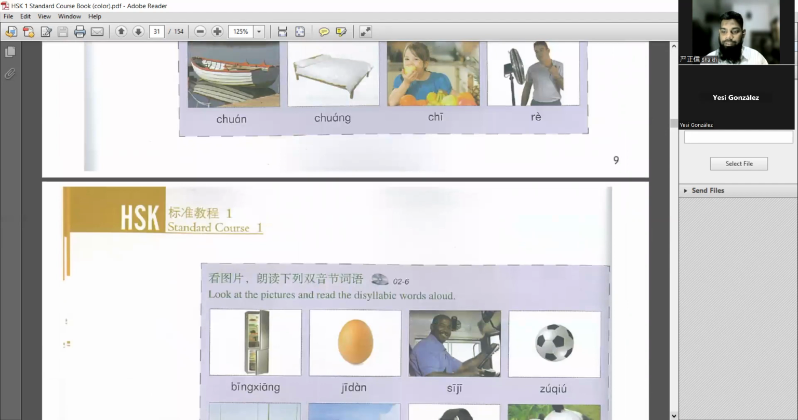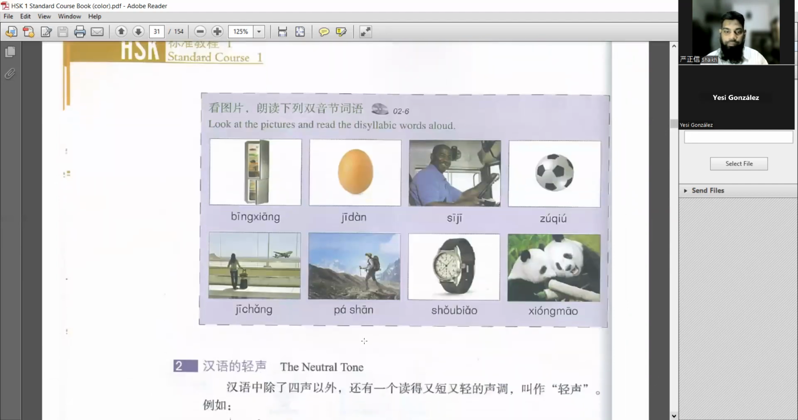Let's listen to the audio of this table.